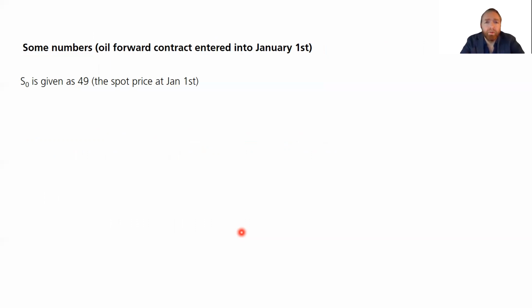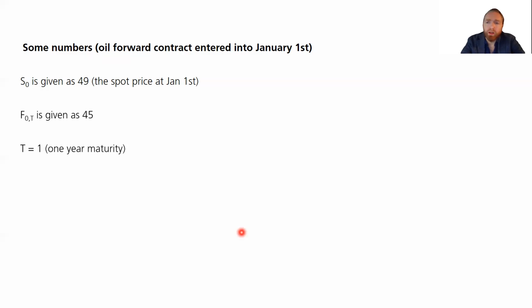And all right, so numbers then to be able to do this. Let's take a spot price of 49. We're on January 1st here. The forward price that we're able to see on this day is 45. I mean, that's handed to us by the markets. We read about it in the papers, and it's 45.